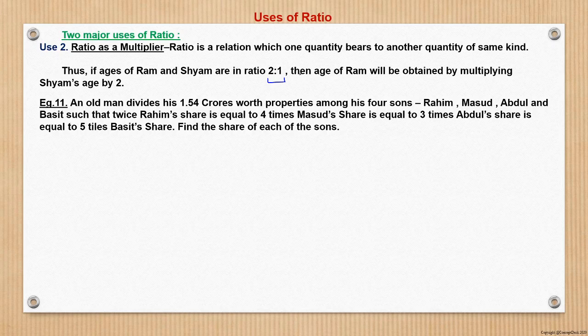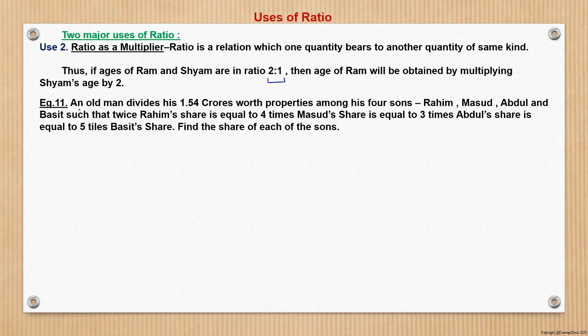Right? So this is the multiplication factor. Had this been the ratio 3 is to 2, we would have to multiply Shyam's age by 3 by 2 to obtain Ram's age, right? So that is the basic here. This is the multiplier concept, wherein the ratio also acts as a multiplier or as a relation. Relation means how many times one quantity is of the other quantity. That we have seen in the definition part itself.